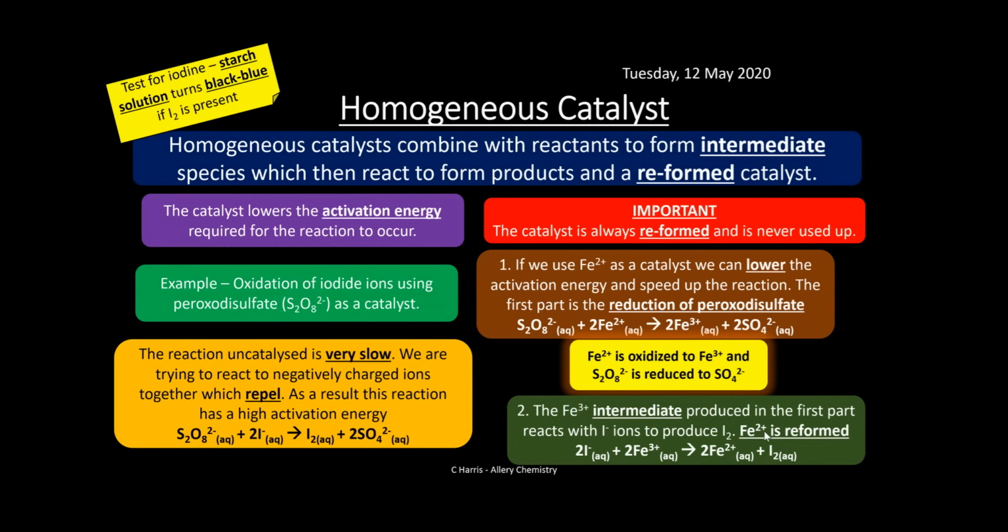Okay, so we can test for iodine. We know if iodine is being produced because if we add starch to it, it turns that blacky blue color if iodine is present. You would have seen that in the peroxydisulfate titrations where you add starch to test for the iodine.